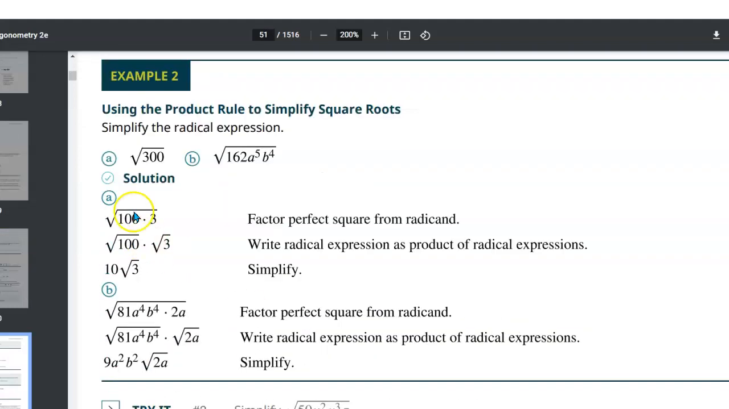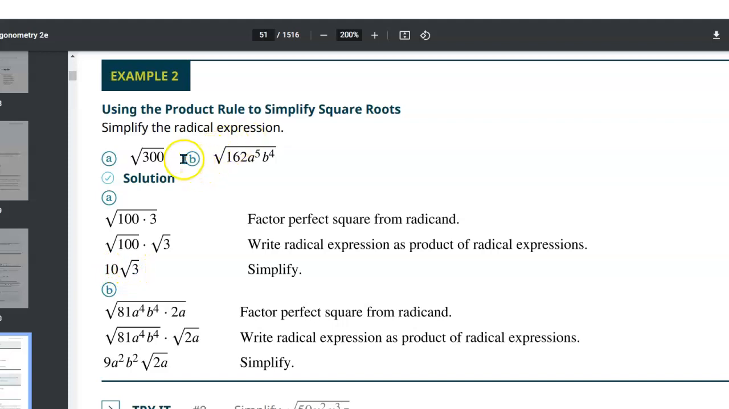Now for square roots, you can filter out, like the square root of 300. You want to bust 300 down to the biggest perfect square that will cut into it. That perfect square is 100. So we have 100 times 3. Now here's the thing, you can bust that up as radical 100 times radical 3. The square root of 100 is 10, so it's 10 times radical 3.